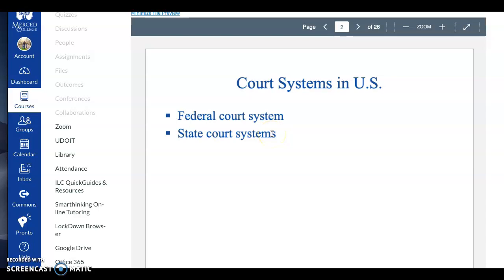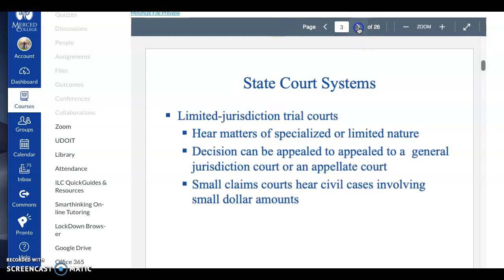So we're going to look at the federal court system as well as the state court system. Our state courts have what we call limited jurisdiction trial courts. So this is what you think of when you think of a court. They hear matters of either a specialized or limited structure. So we have family courts, we have criminal courts, we have civil courts. The decision can be appealed to what we call a general appellate court. And then small claim courts hear civil matters involving a smaller dollar amount. So anything from $5,000, $7,500 would be the limit in California.